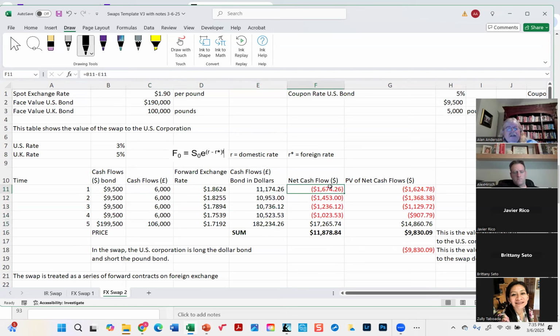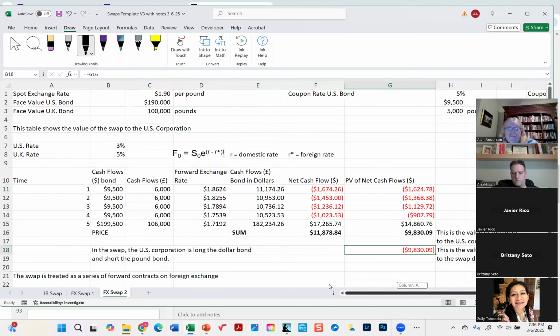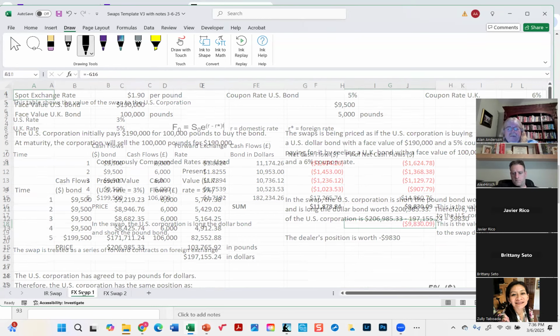So we add them up. Now here's the net cash flow. This is simply the difference between these two. And then what really is relevant, though, is that those cash flows take place in the future. So we need to know their present values. So we use the US rate to figure that out. And so, in other words, these net cash flows are converted to these present values. And when we add them up, this is the value of the swap to the corporation because I'm collecting dollars. And then the opposite of that is what it's worth to the dealer because they're paying dollars. So you notice it's the exact same price.